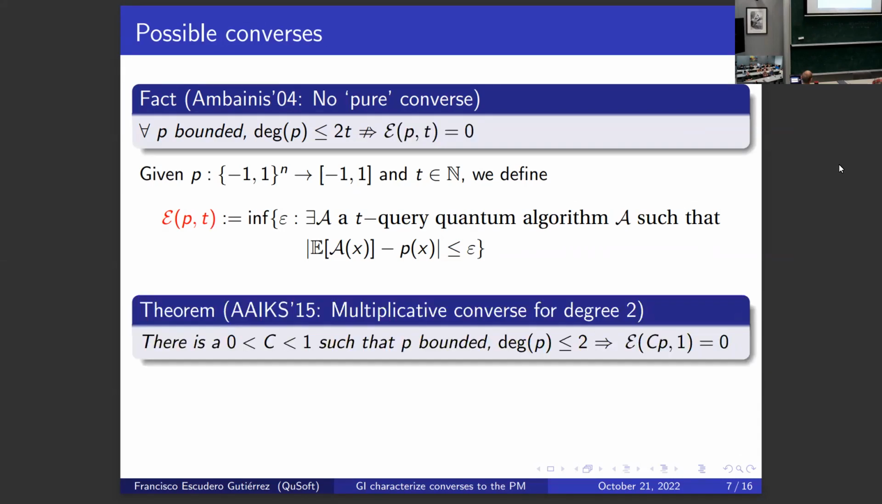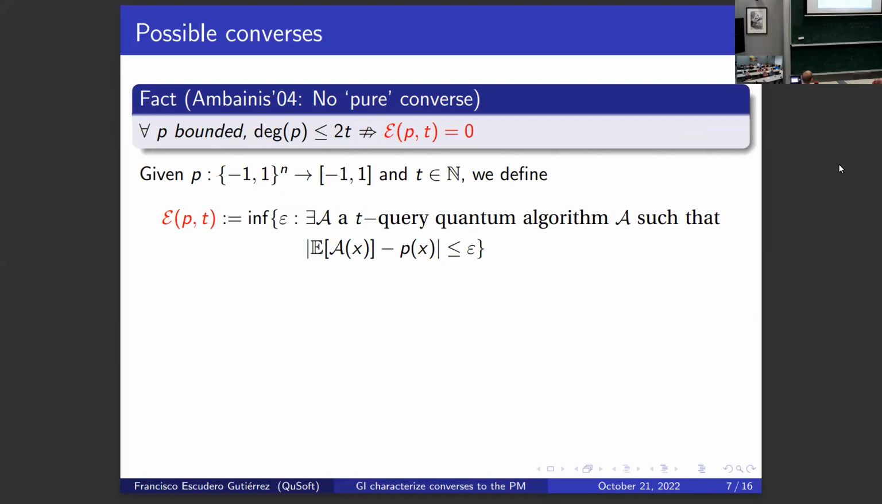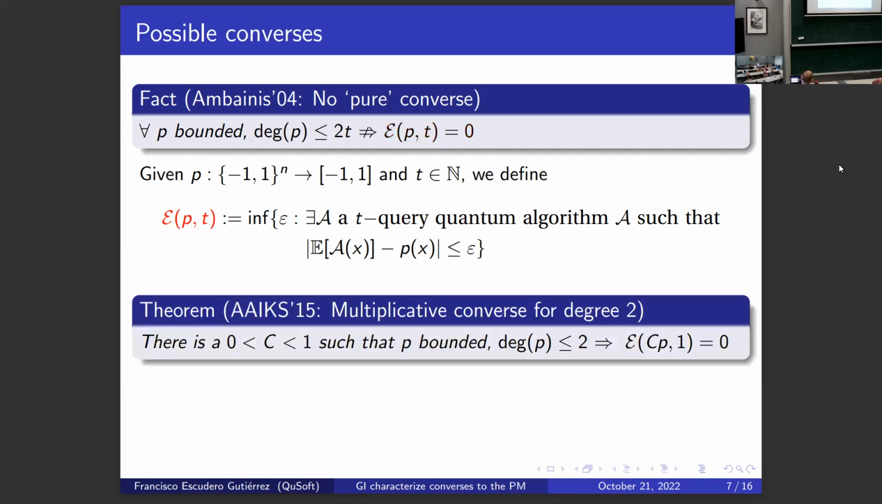So maybe now, I just said that there is no pure converse for the polynomial method, and I have stated this result in this way. So the next thing to do is wondering about which is a possible converse for the polynomial method, and thanks to a result of Aaronson, Ambainis, Iraids, Kokainis, and Smotrovs.